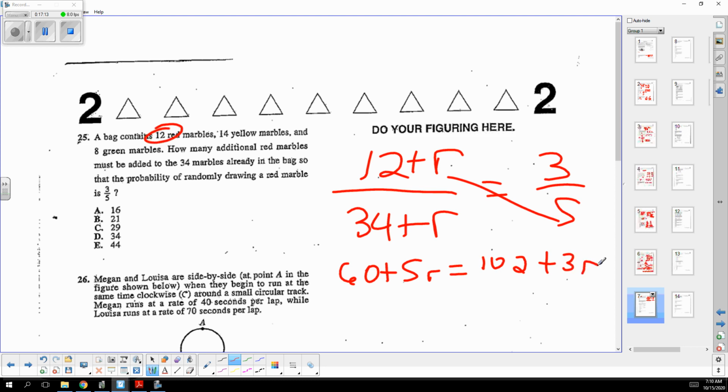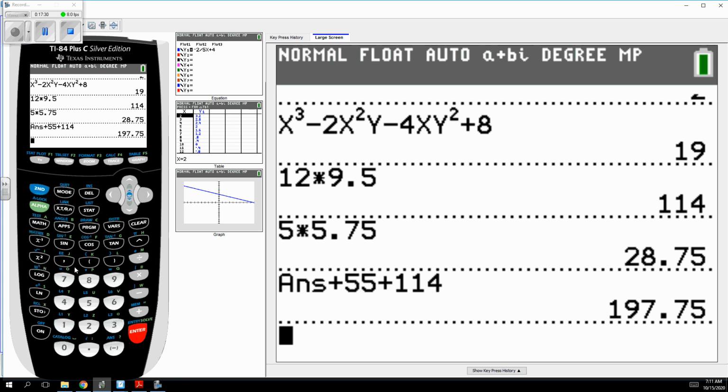But I cross multiply and I get 2r is 42 and r is 21. Great chance to plug and chug. So let's just say you wanted to try the answer 16, which is wrong.